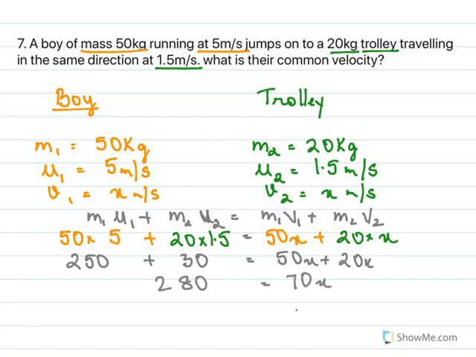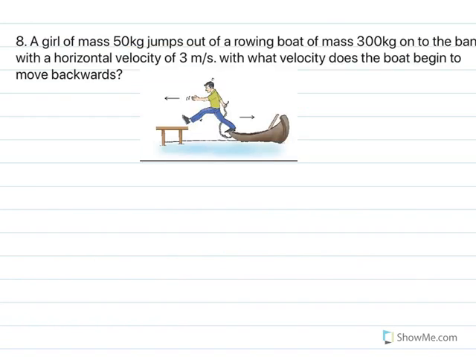When you add this, you get 280. So x is 280 over 70. x is 4 meter per second. So the common velocity of the boy and the trolley is 4 meter per second.